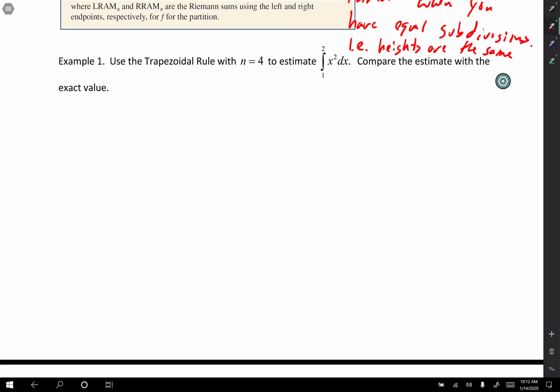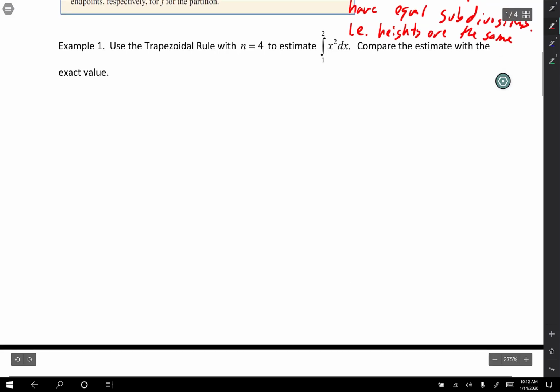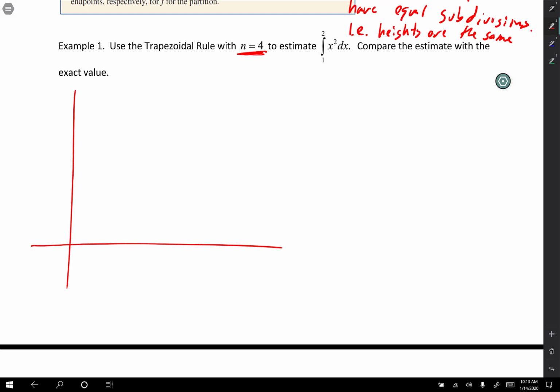So example 1. Use the trapezoidal rule with n equals 4. That means they want me to have 4 what? 4 trapezoids to estimate the area under the curve between 1 and 2 of x squared. So I'm going to exaggerate x squared. Here I am blowing this up and exaggerating x squared. There it is, exaggerated, so I can see. I'm going to say 1 is right here, and 2 is right there.